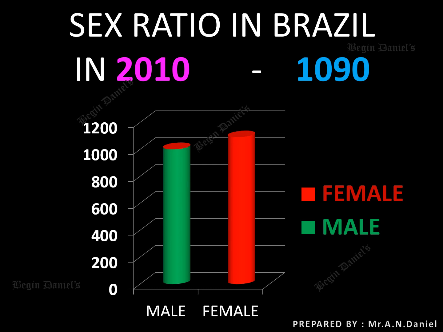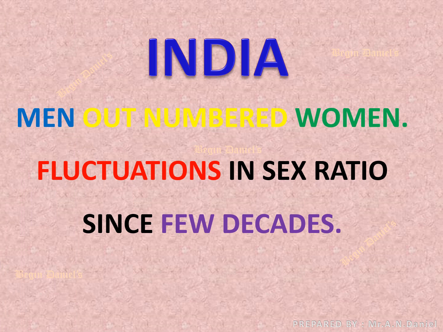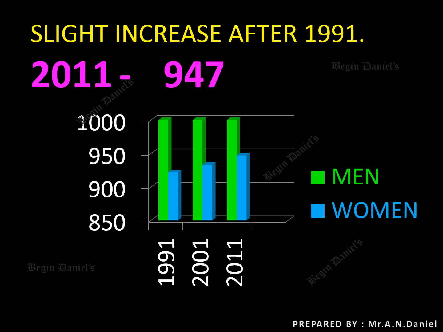What was the sex ratio in Brazil in 2010? According to the 2010 census, the sex ratio in Brazil was 1090. That means for 1000 males, there were 1090 females. In India, men outnumber women. There have been fluctuations in the sex ratio over the last few decades. You can observe the map: a slight increase after the 1991 census. In the 2011 census, there were 947 women for every 1000 men.